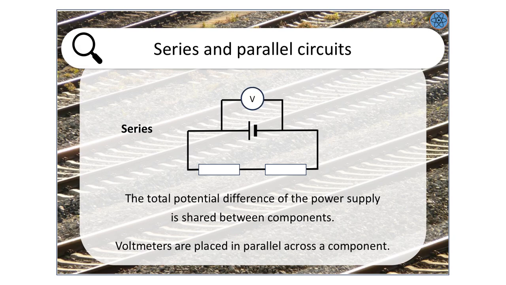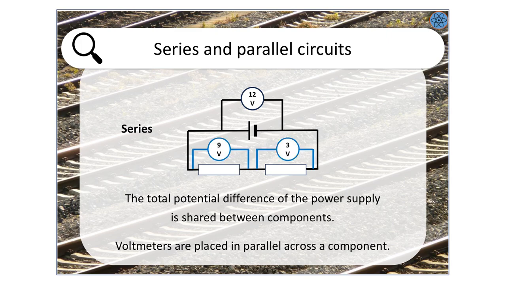However, when we're measuring the potential difference using a voltmeter, that gets placed in parallel across what you're measuring. And the total potential difference of the power supply is then shared between the components that are in the circuit.